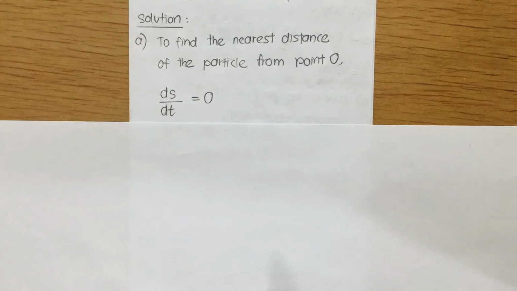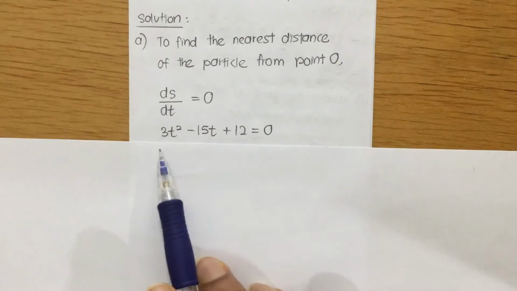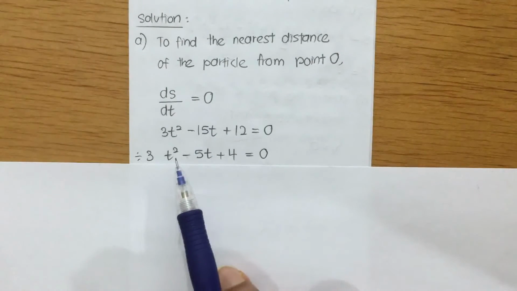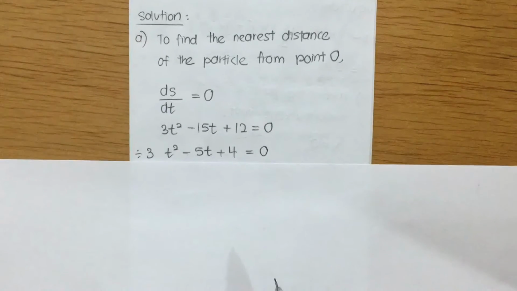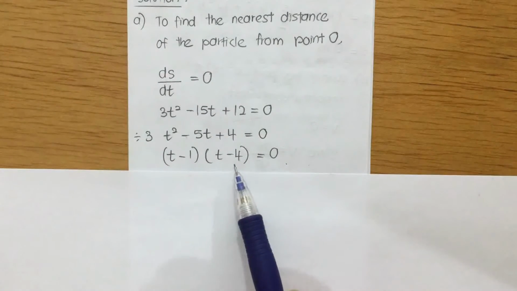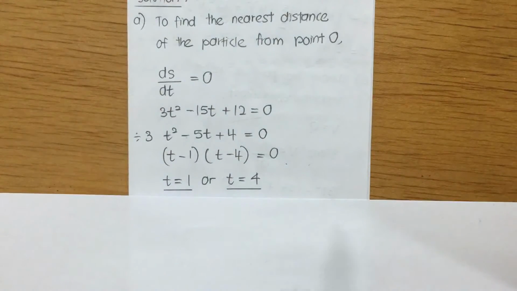Okay, continue to the question. So we differentiate s. From here you get 3t square minus 15t plus 12 equals 0. As you can see here, we are forming a quadratic equation. So we can simplify this expression by dividing the whole quadratic equation by 3. From here, t square minus 5t plus 4 equals 0. So we can factorize this equation. From here you get (t minus 1)(t minus 4) equals 0. So you get two t values, guys. Your t value is equal to 1 or t value is equal to 4.